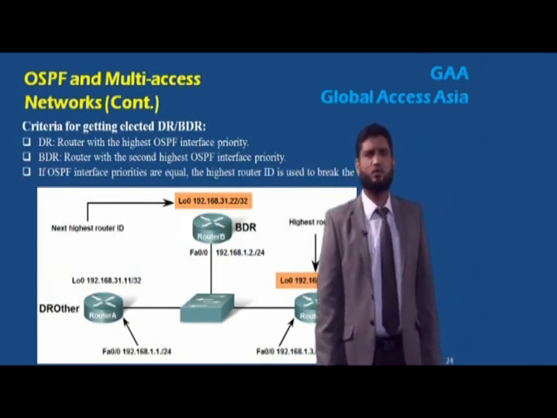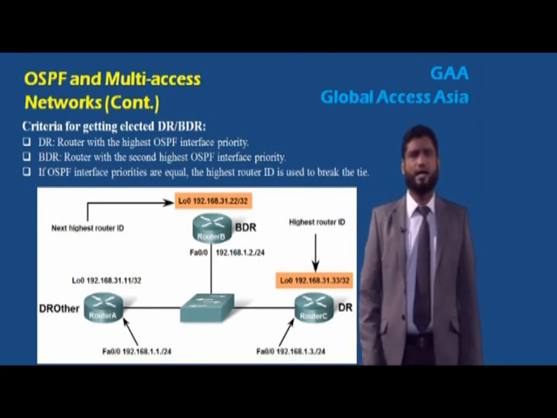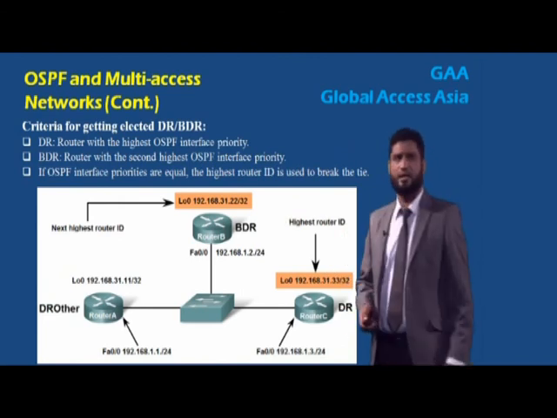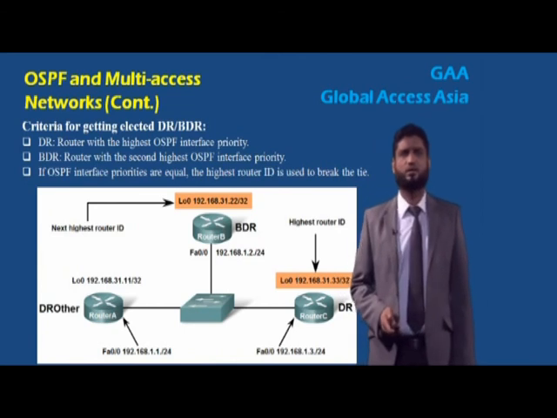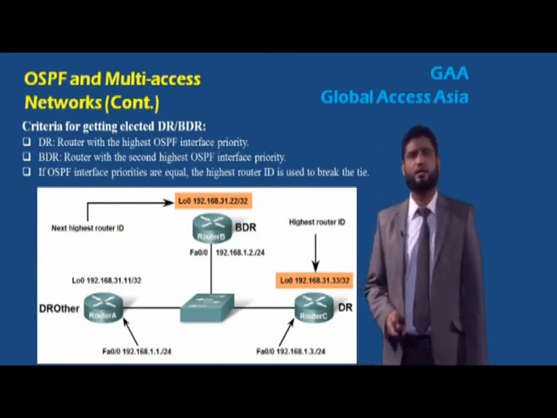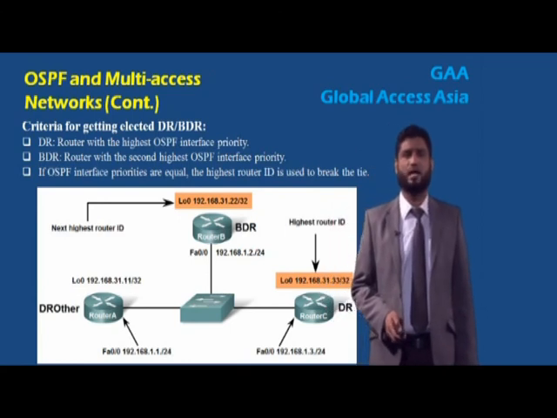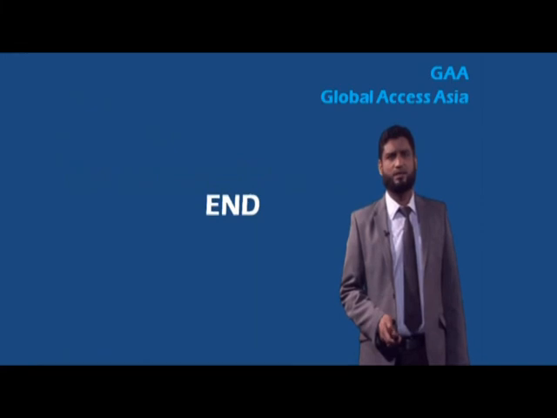In OSPF multi-access networks, the DR is the router with the highest OSPF interface priority, the router with the second highest priority becomes the BDR, and if the OSPF interface priorities are equal, the highest router ID is used to break the tie. I also explained a little bit about this.